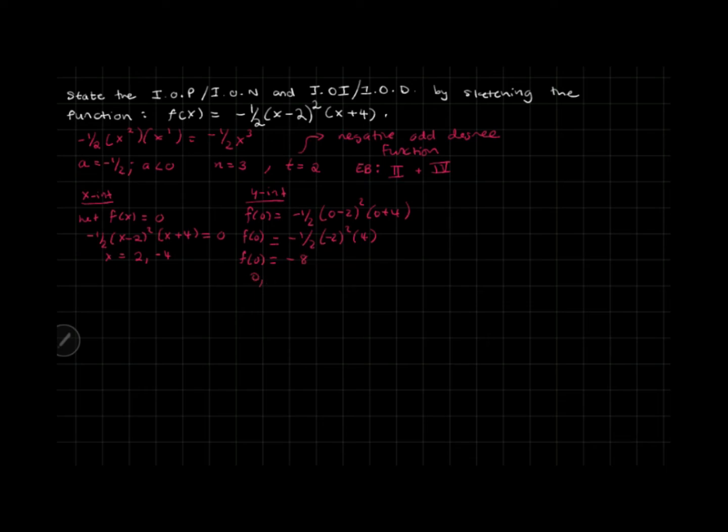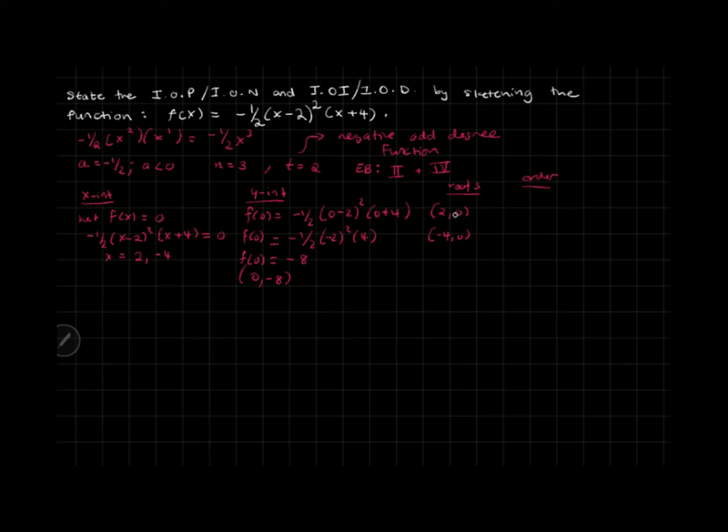Okay, so the point is (0, -8). Now, after finding our x-intercepts, we also want to figure out the roots and the behavior of the roots, right? So if we want to find the behavior of the roots, our roots here, our x-intercepts, are (2, 0) and (-4, 0). We want to look at the order.